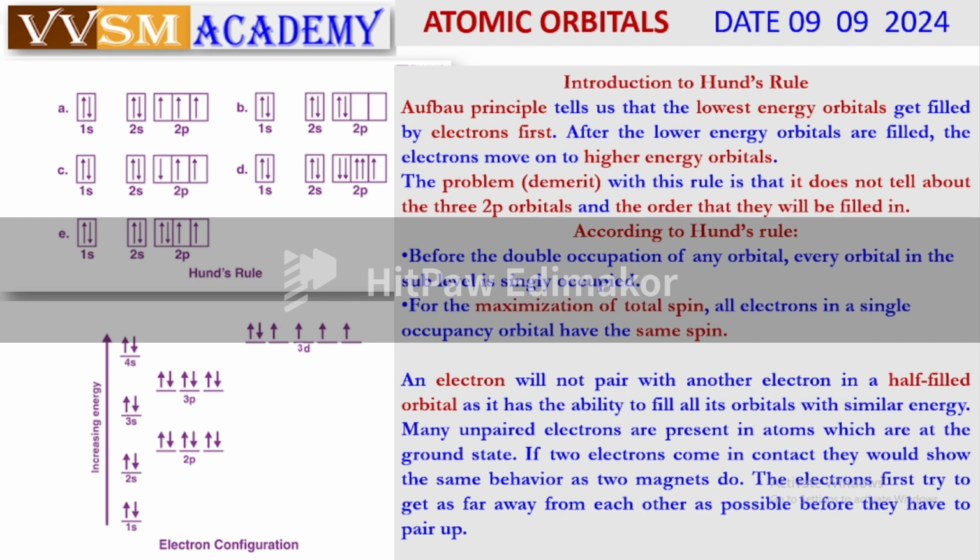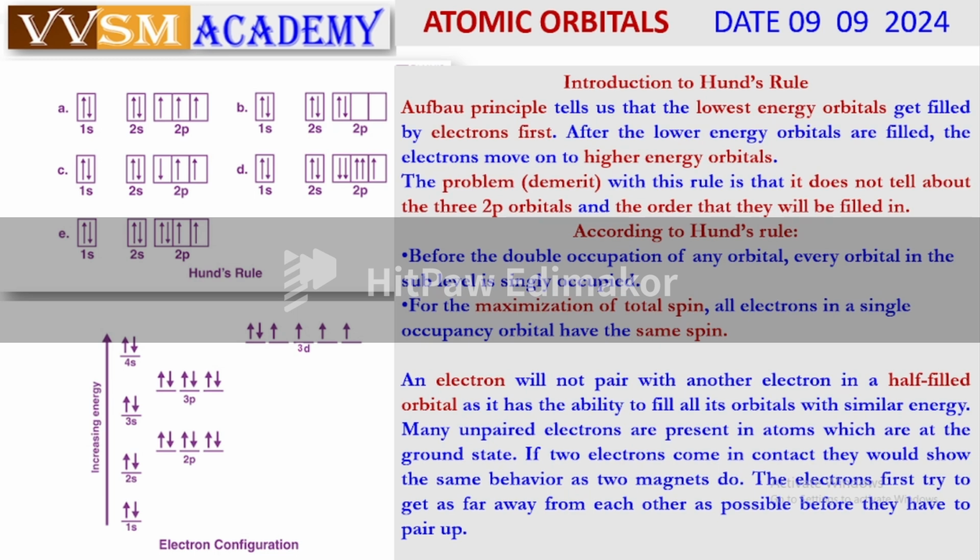According to Hund's rule, before the double occupation of any orbital, every orbital in the sublevel is singly occupied. For example, maximization of total spin. All electrons in singly occupied orbitals have the same spin. An electron will not pair with another electron in a half-filled orbital as it has the ability to fill orbitals with similar energy. Many unpaired electrons are present in atoms which are at the ground state.